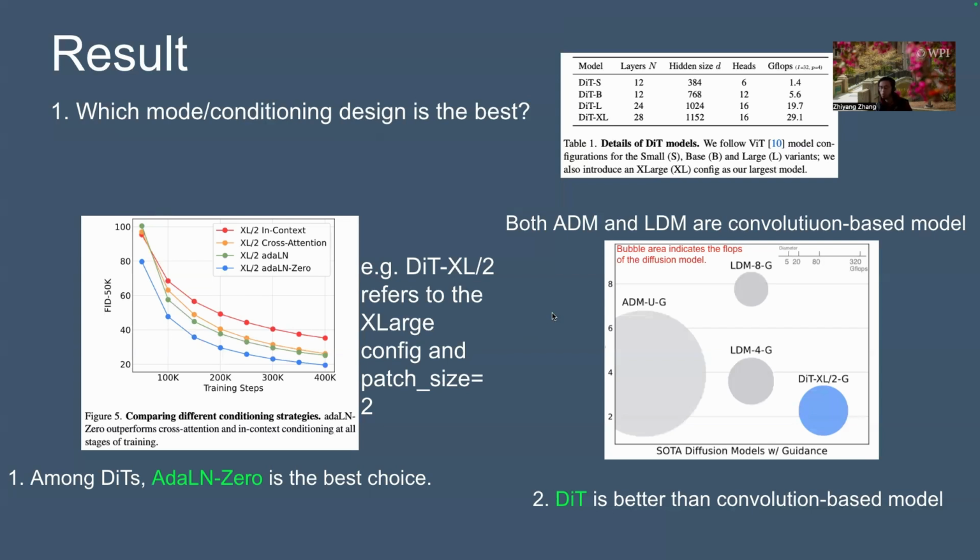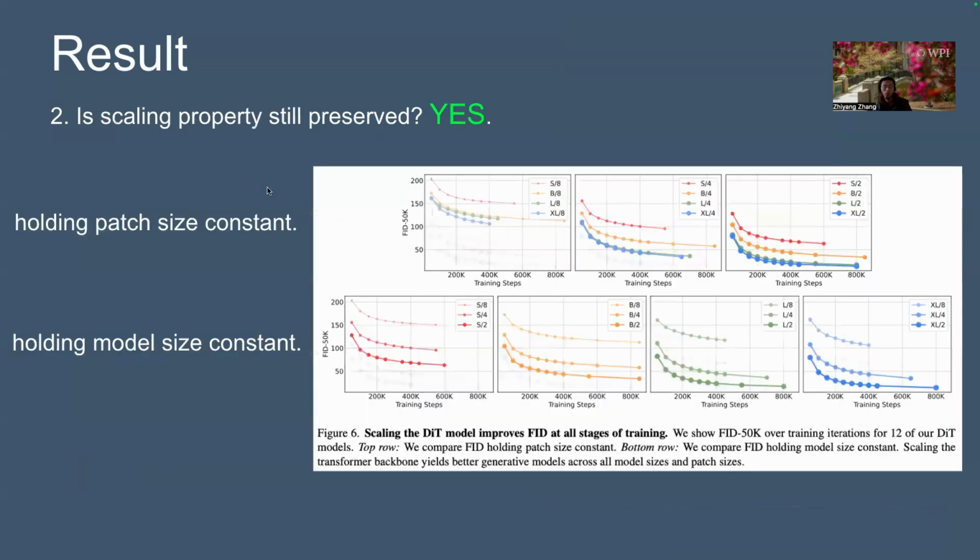Also, the authors did an experiment to compare with convolution-based models. Here, ADM and LDM are both convolution-based models. The bubble area indicates the flops of the diffusion model. In this experiment, we can see diffusion transformer also has better performance with similar model complexity to convolution-based models. The second question is whether the scaling property is still preserved.